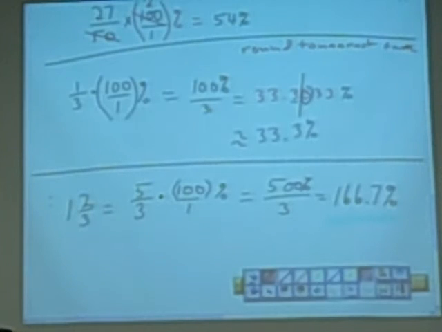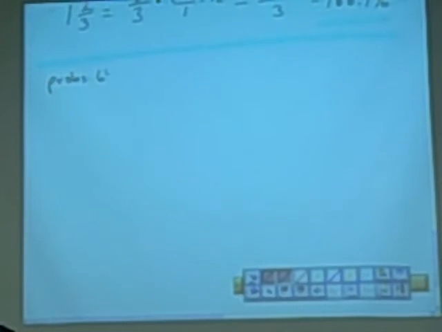Any questions with that? Okay, problems 64 through 75. We want to write as a percent and write the remainder in fractional form. So we want to write our percent in fraction form.